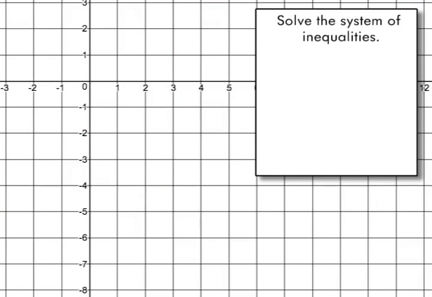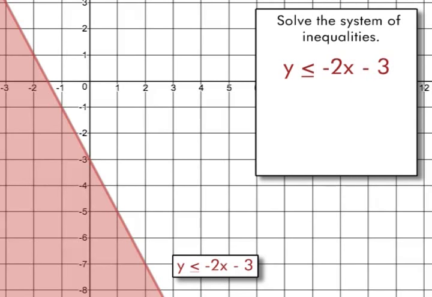Now we're going to repeat the same idea for inequalities. Let's take the system of inequalities, because we got two of them. Y is less than or equal to negative 2x minus 3. So when I graph it, that's going to look like this. I'm shading the region below the boundary, and I'm shading the boundary itself, so the less than section and the equal to section.